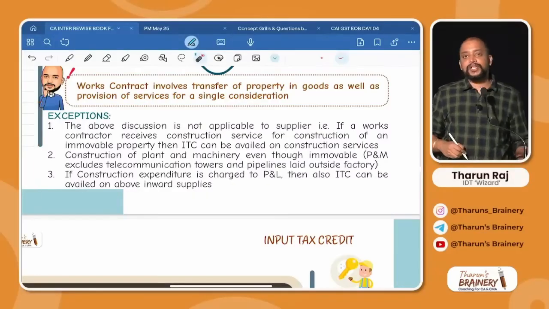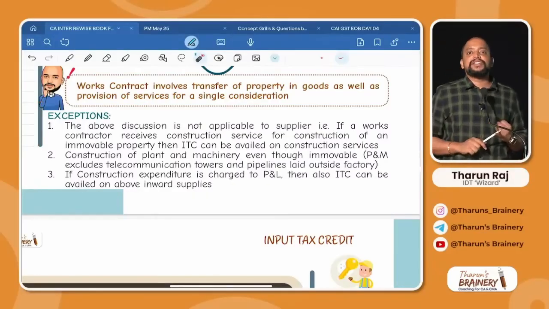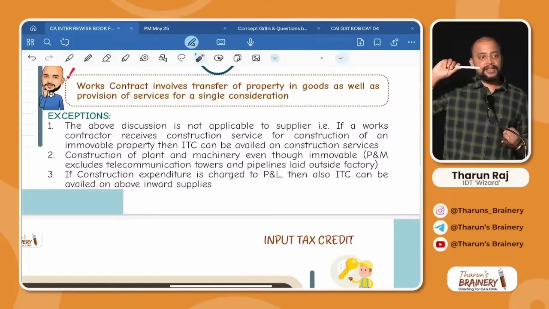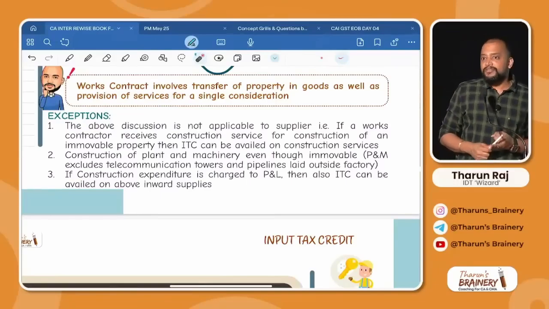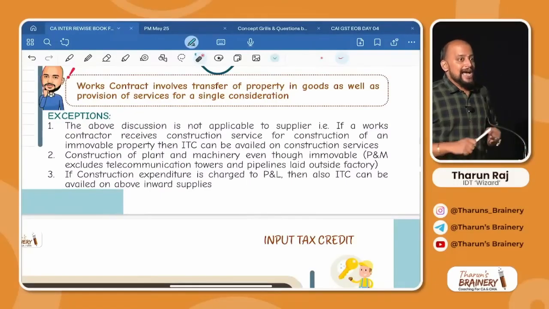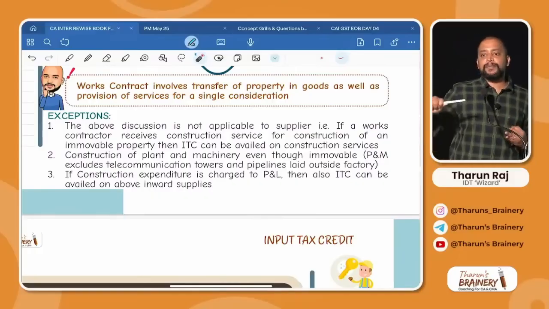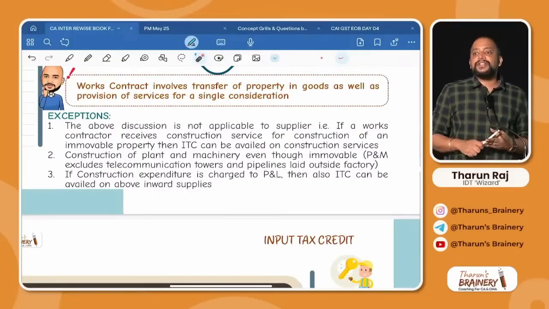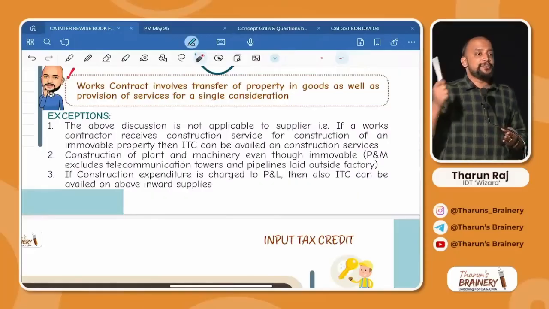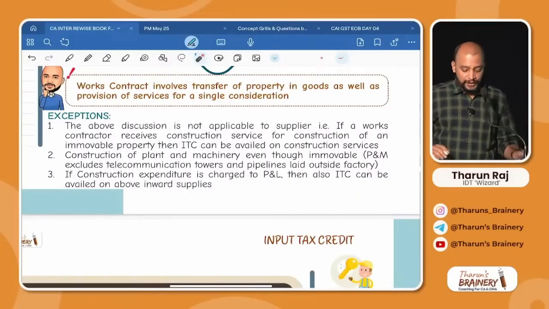What are the 3 exceptions? Number 1, the restriction is not applicable to the supplier. The restriction is only to the owner of the property. Number 2, if it is a plant and machinery other than telecommunication towers and pipeline laid outside factory gate. Number 3, if the construction expenditure is charged to P&L, then also ITC is available.